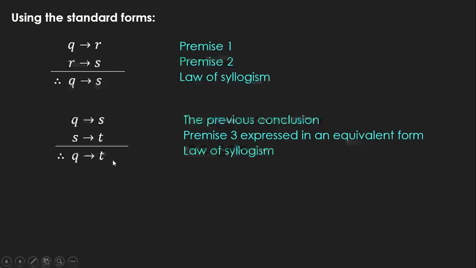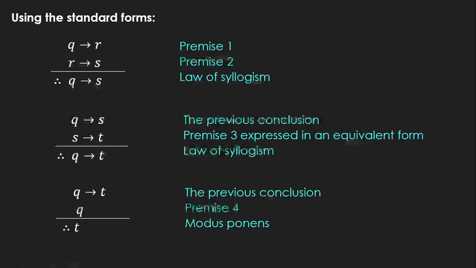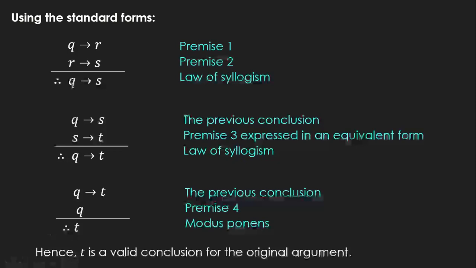Now, we already had presented the three premises. Now, we have the fourth premise, that is Q. And by the standard form for modus ponens, or the law of detachment, we can say na yung conclusion natin na T is actually a valid conclusion for the argument. Hence, T is a valid conclusion for the original argument with four premises.